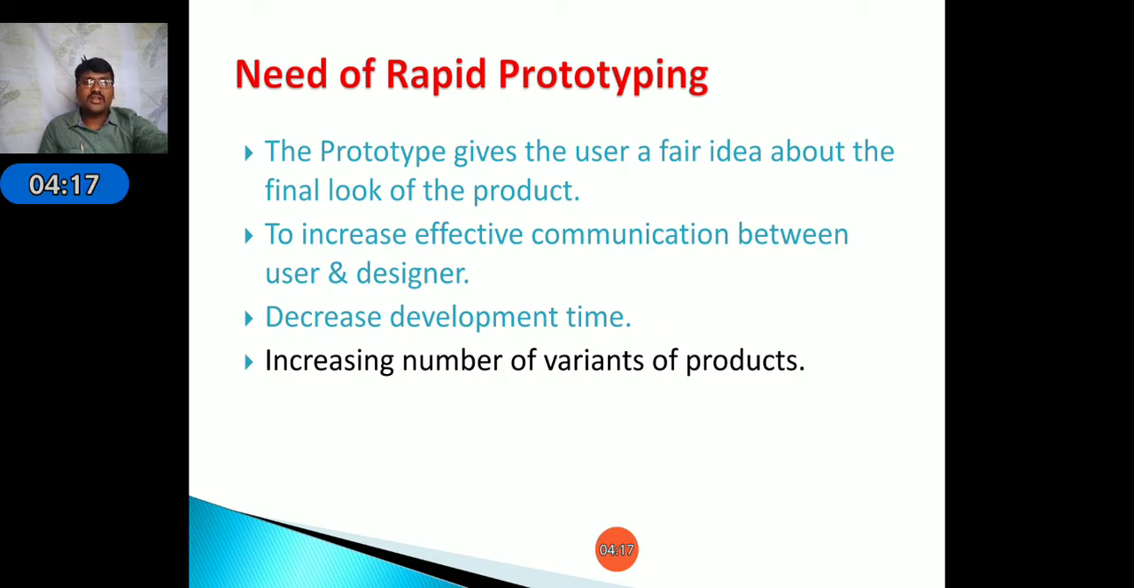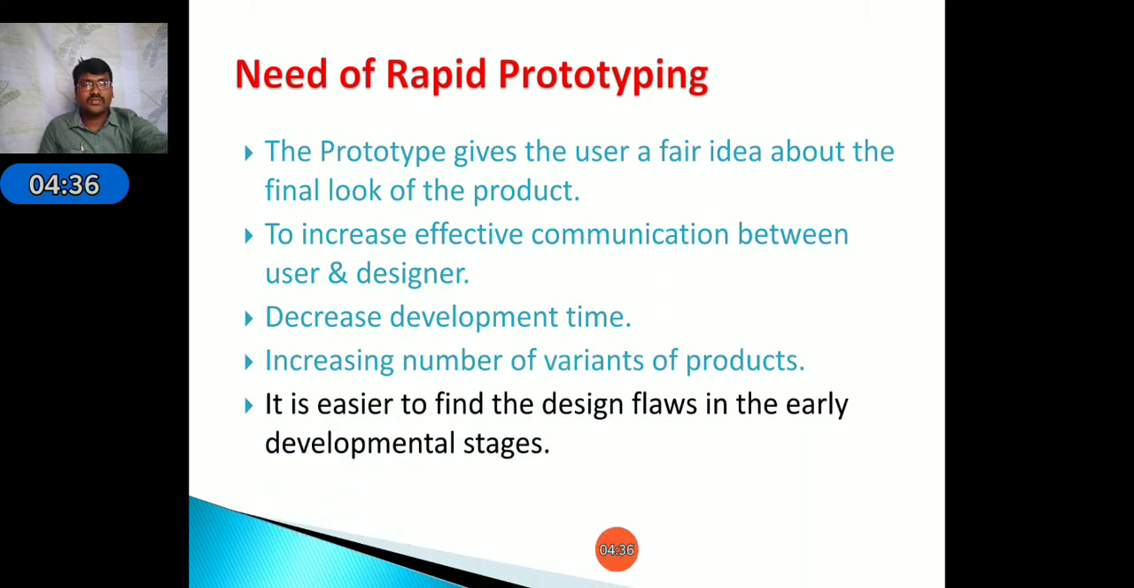Next, it decreases development time and increases the number of variations of the product. In the normal traditional manufacturing case, we create fewer varieties. But by using rapid prototyping technology, we can prepare more varieties and variations. Next, it is easier to find design flaws in the early development stages, and it is cost effective. These are the needs of rapid prototyping.